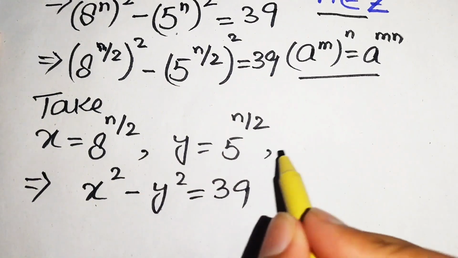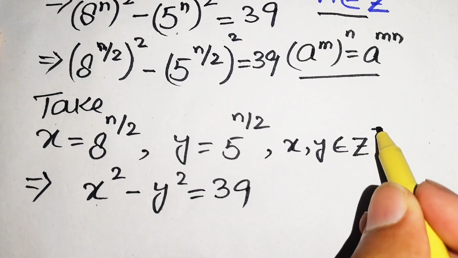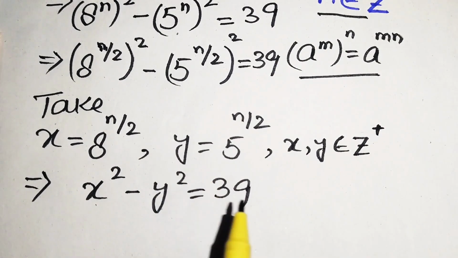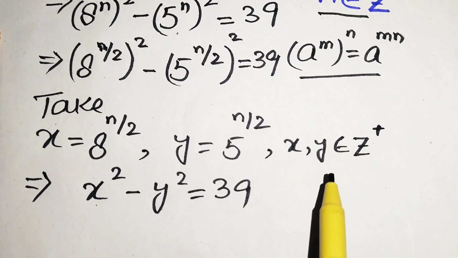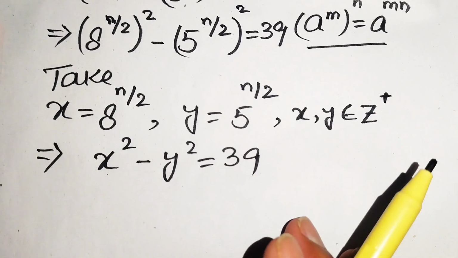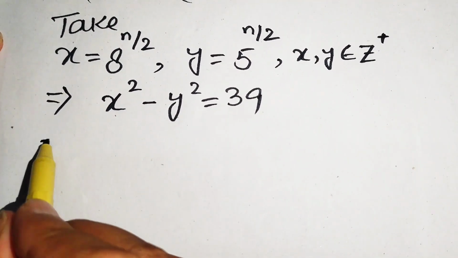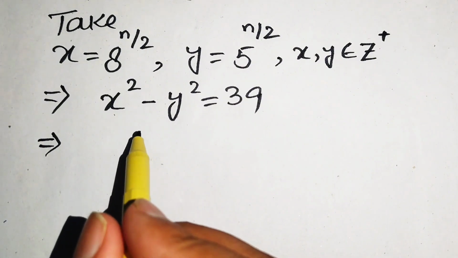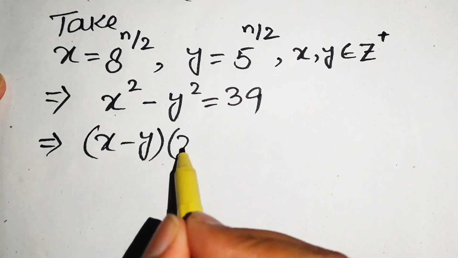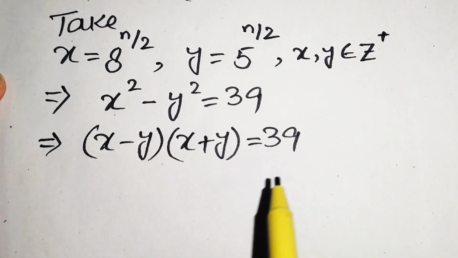Here our x and y both must be positive integers, because these are exponential functions. We know that an exponential function always gives us a positive value. So x and y are positive integers. After this step, you focus on this algebraic equation, and we know that x square minus y square equals x minus y times x plus y equals 39.